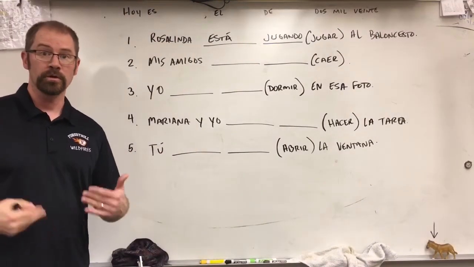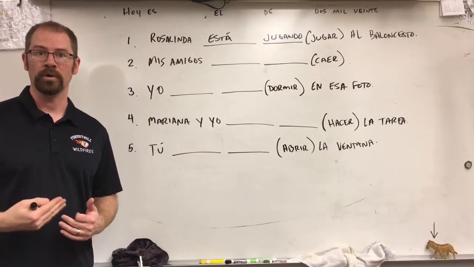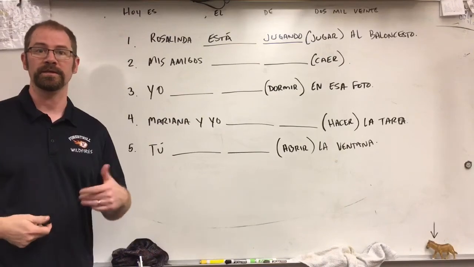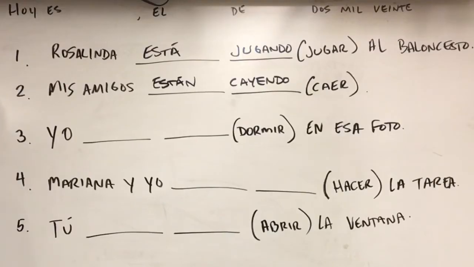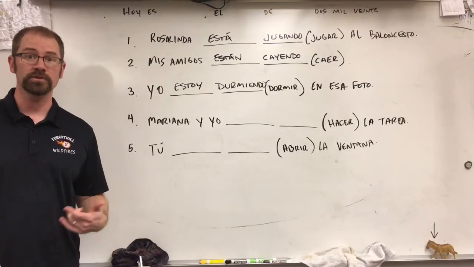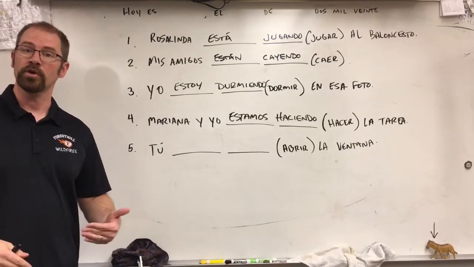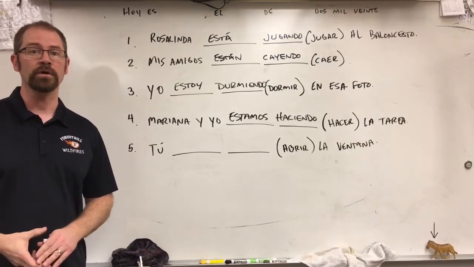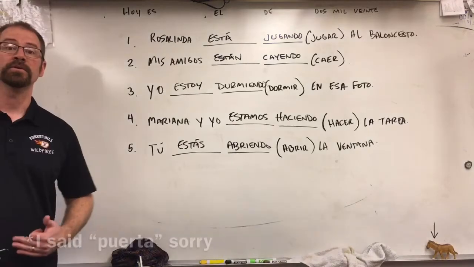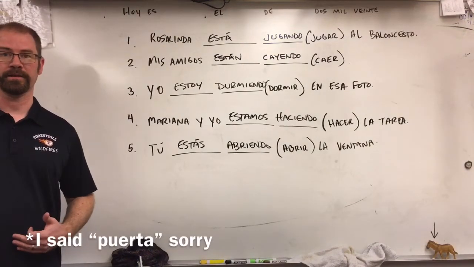Okay, pues número 1, Rosalinda está jugando al baloncesto. Rosalinda is playing basketball. Número 2, mis amigos están cayendo. My friends are falling. Número 3, yo estoy durmiendo en esa foto. Número 4, Mariana y yo estamos haciendo la tarea. Y 5, tú estás abriendo la puerta. You are opening the window.